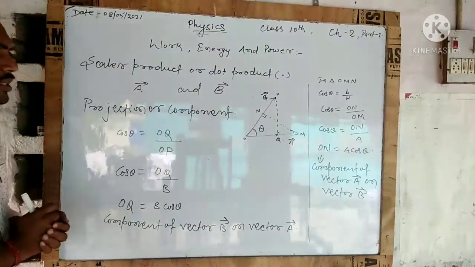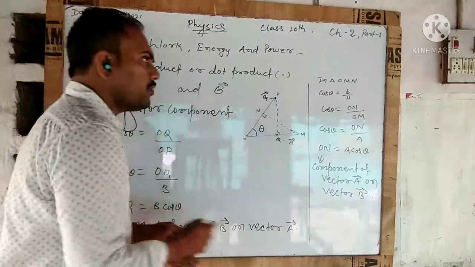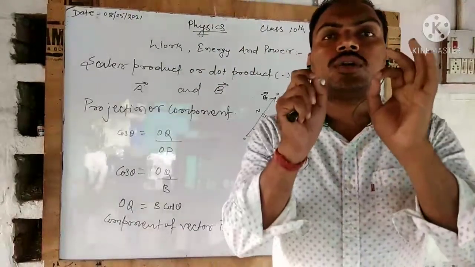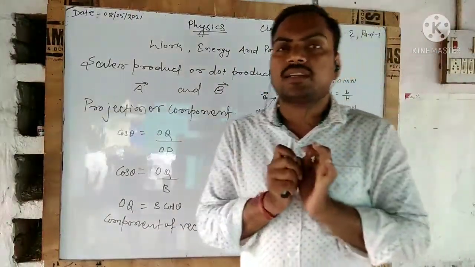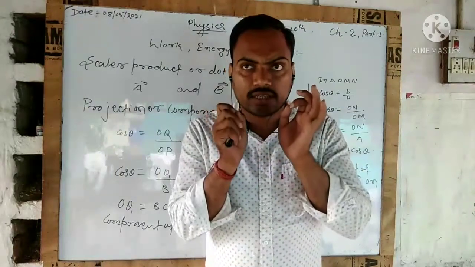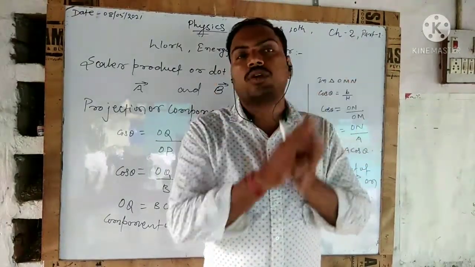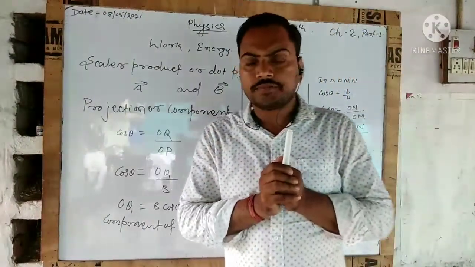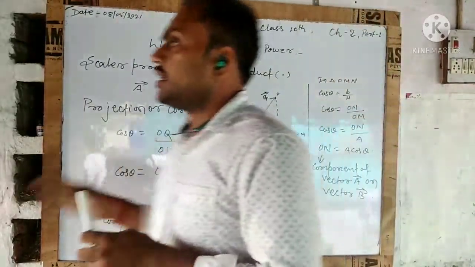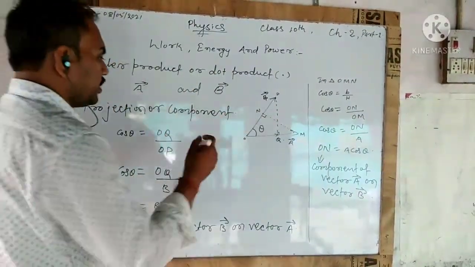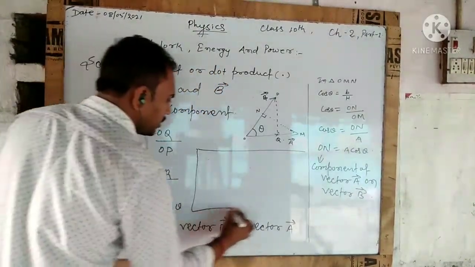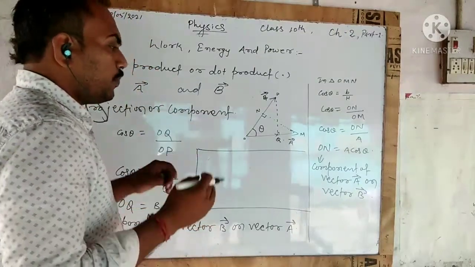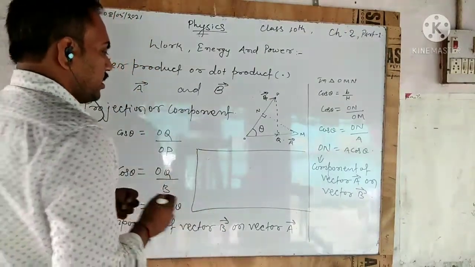To simplify it, always keep in mind: whatever the vector, simply multiply that vector's magnitude with cos theta. It will give you the component or projection of that vector. You do not have to do all these activities; I have done this whole activity to make you understand, but for applying, you have to take it directly.